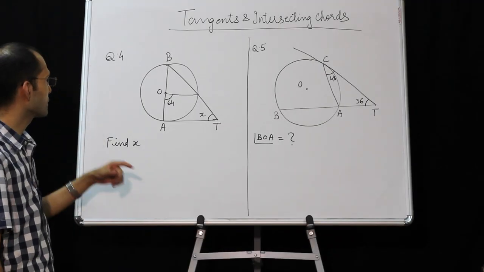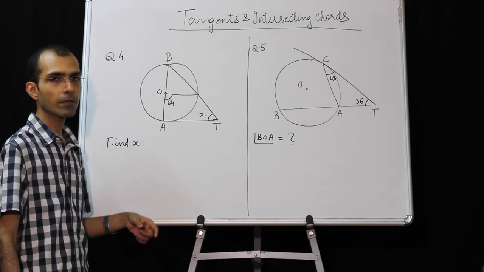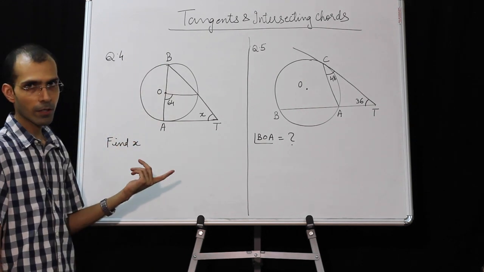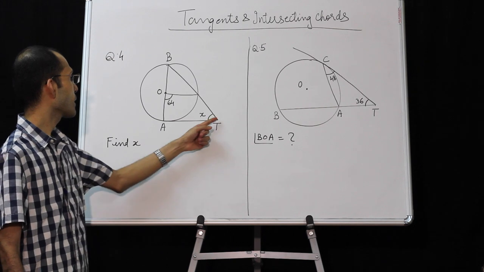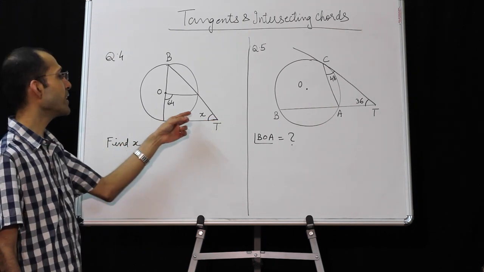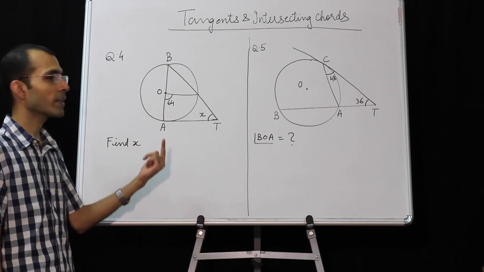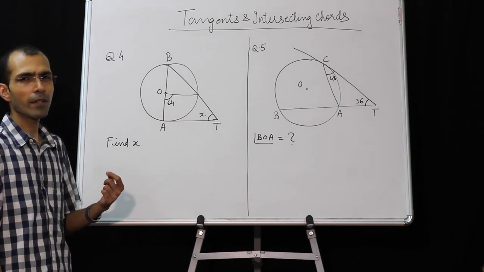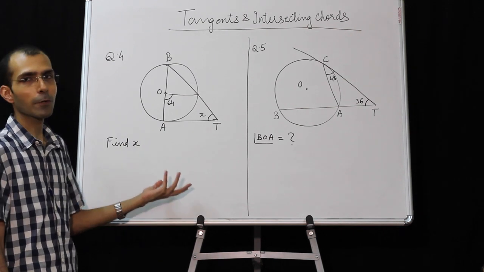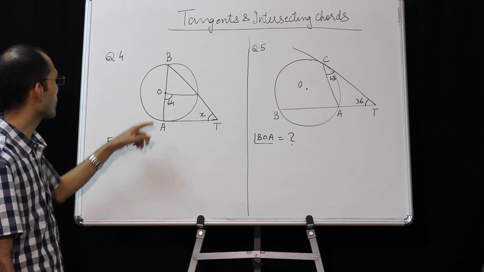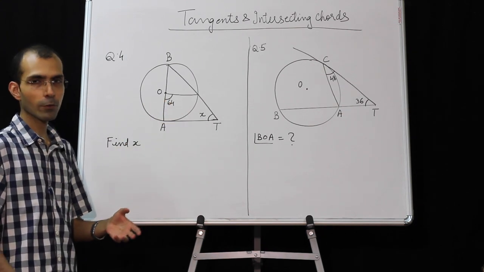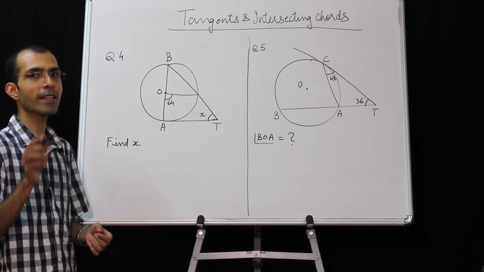Question 4. O is the center of the circle. BA is the diameter, so it will be a straight line. TA is a tangent. We need to find X. So it's a single angle sum. Only one angle needs to be found out. Definitely there will be at least two angles before it, at least if the sum is carrying 3 to 4 marks. So with the help of this 64, we cannot find x directly. So what should we do? Angle chasing technique.